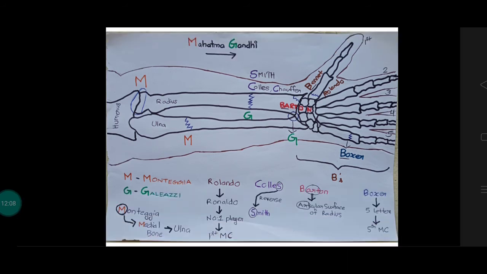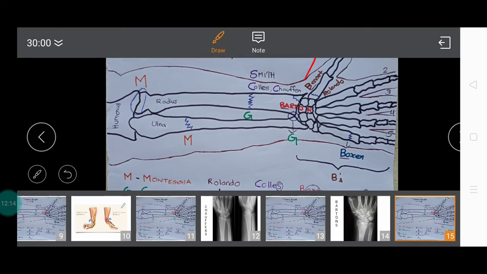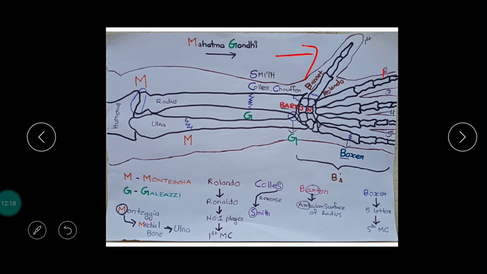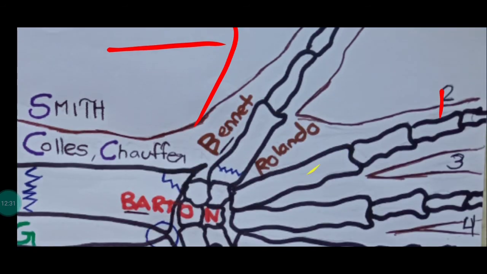Okay. So I can see here, this is the first metacarpal. Our thumb is the first metacarpal. Then comes second, then third and fourth and all. So a fracture in the base of the first metacarpal bone is known as the Bennett fracture. As you can see, I'll zoom it. A fracture in the base of the first metacarpal bone is known as the Bennett fracture.